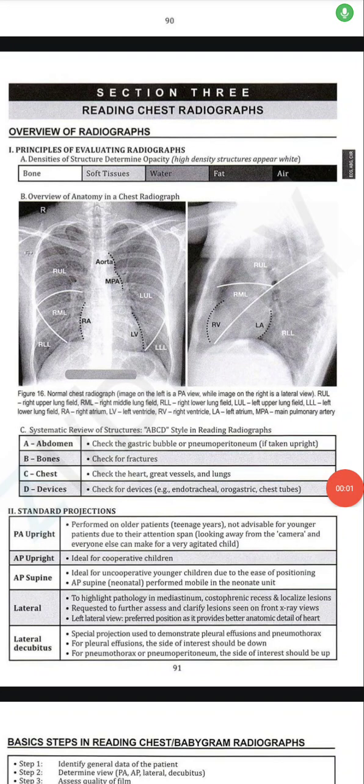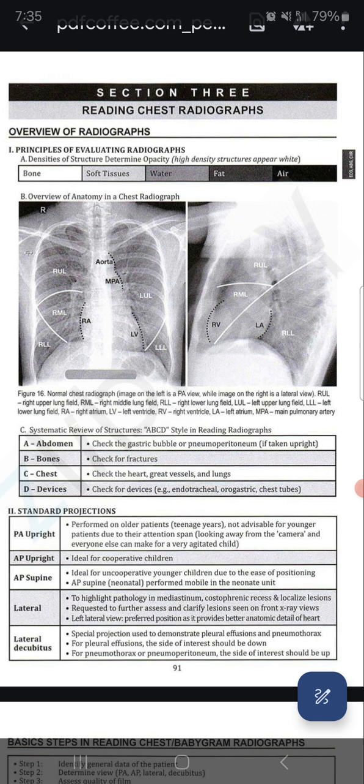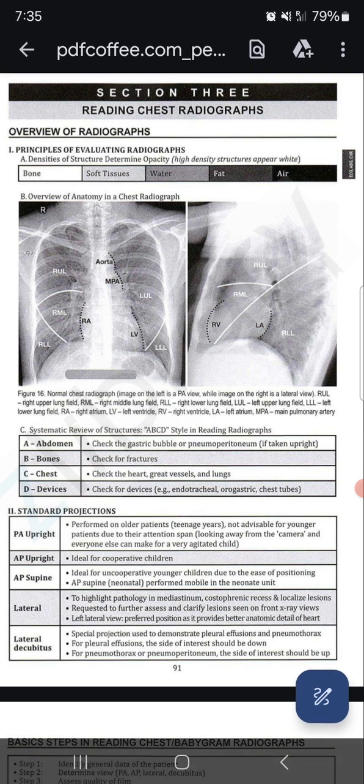Reading the chest radiograph. An overview of the principles of evaluating a radiograph. Densities of structures determine the opacity. High density structures appear white. Bone appears white. Soft tissue is light gray, water is gray, fat is dark gray, and air is black. For the systematic review of structures, use the ABCD style in reading the radiograph.